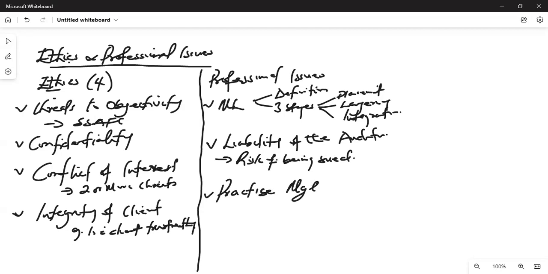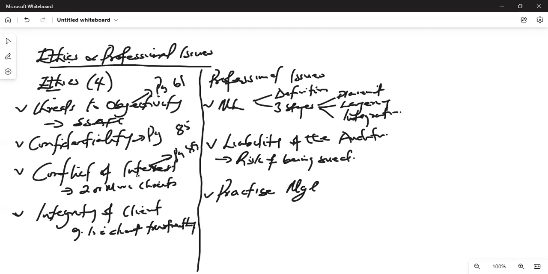Practice management. So what I'm going to do is to direct you to the manual that I gave you, where you can find these things. If you want to learn about the threat to objectivity, go to page 61. If you want to learn about confidentiality, go to page 85. Conflict of interest is page 89. And in that same place, you'll be seeing the integrity of the client.